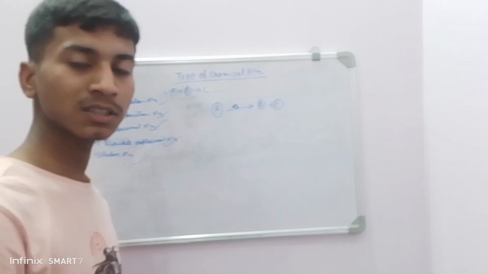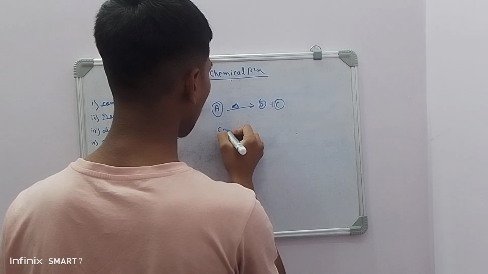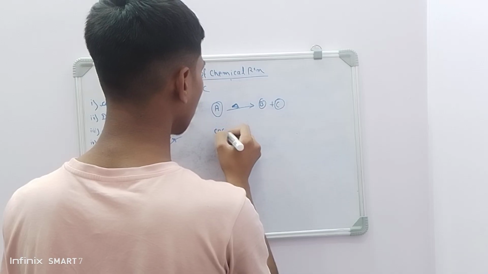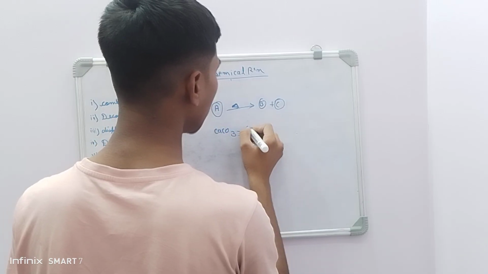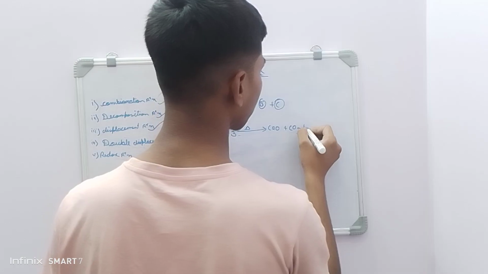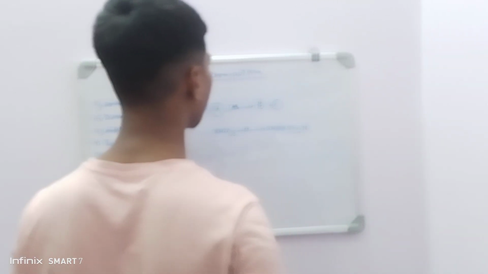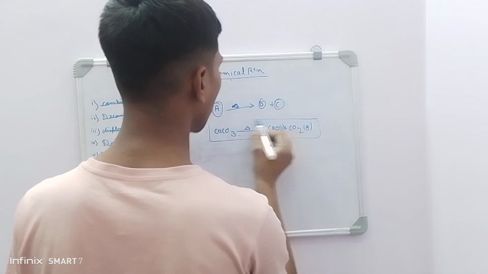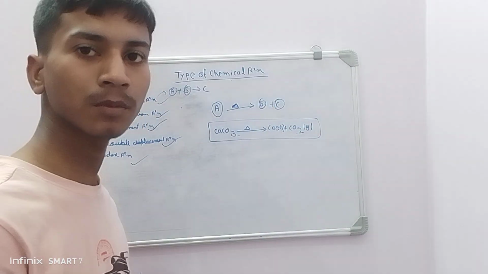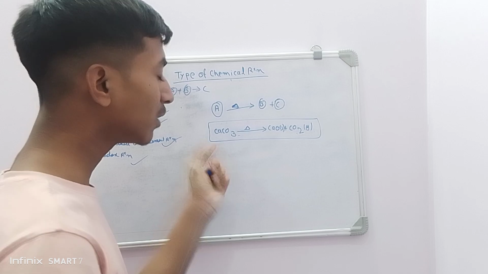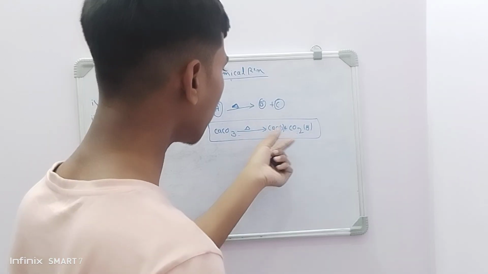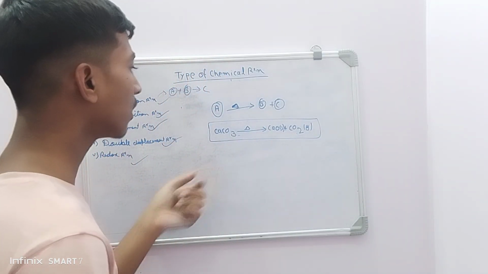An example of this reaction is very important, which is calcium carbonate, CaCO3. When calcium carbonate is heated strongly, it produces calcium oxide, CaO, and releases carbon dioxide gas. So it is an example of a decomposition reaction where a single reactant is split into multiple products, which are calcium oxide and CO2.